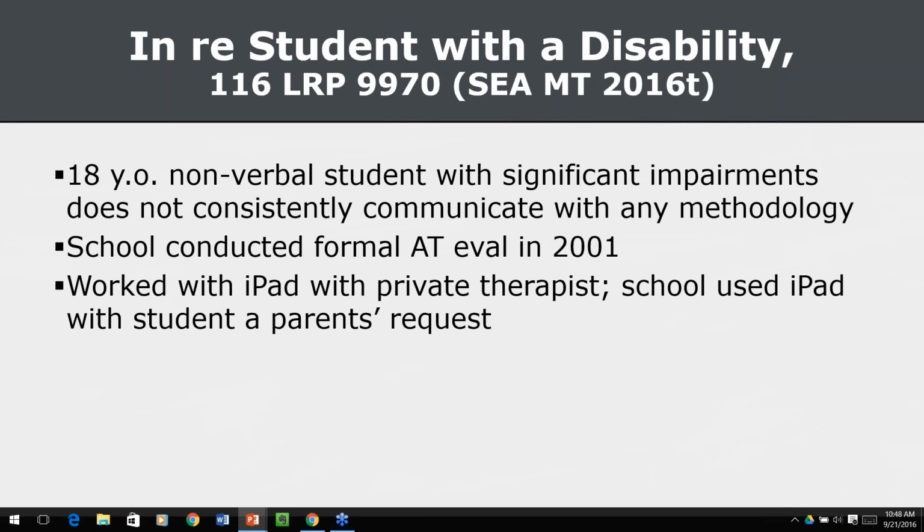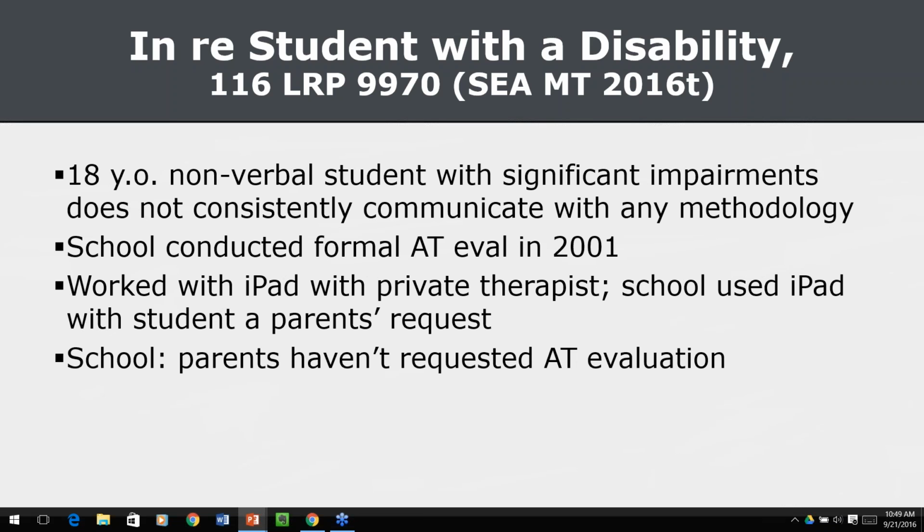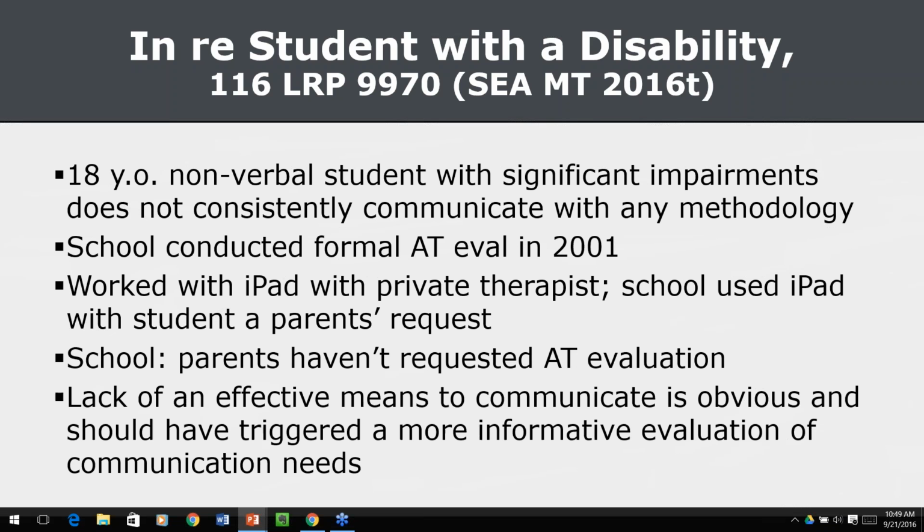This little girl went to a private therapist and got some OT, PT, and speech services from private therapy, and those folks worked with the student on an iPad. The school used an iPad because the parents had asked for them to buy one, but the problem was, remember when I talked about the training, they didn't have any training for the staff on how to use that iPad. When the parents sued, the school said, well, look, the parents didn't request an AT evaluation. They've said what we were doing is fine.